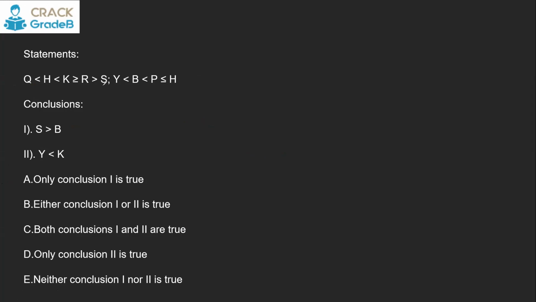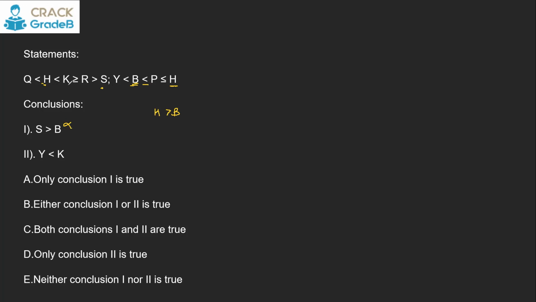S and B. Between these two trains, the common factor here is H. So we know H will be greater than B. H is greater than B. And between H and S, there is a contradiction. So we can't have this relation.